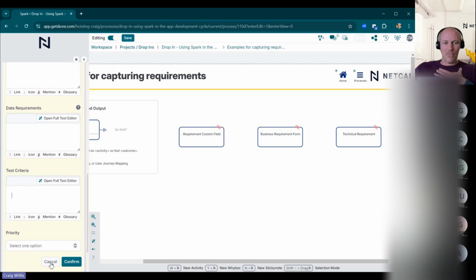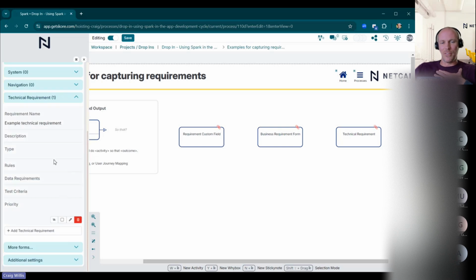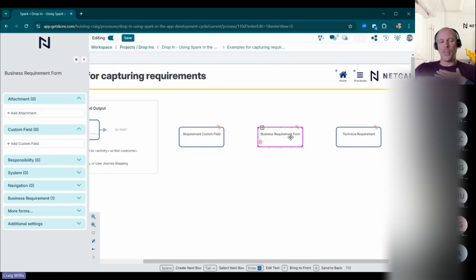These are all custom built forms, so they're very easy to build yourself if you want them. The requirement form that I showed there is available in the library in the Netcall community app share, so you can copy a template of that straight into your workspace if you want it.